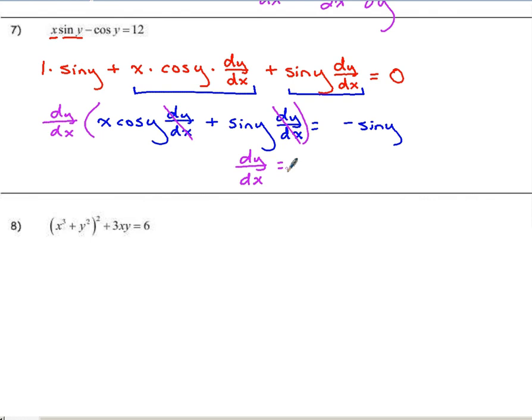If you need to see the step, you need to do the factoring, by all means do it. dy/dx is going to equal the negative sine y that we have on the right side divided by all these leftovers here. So x cosine of y plus sine of y.